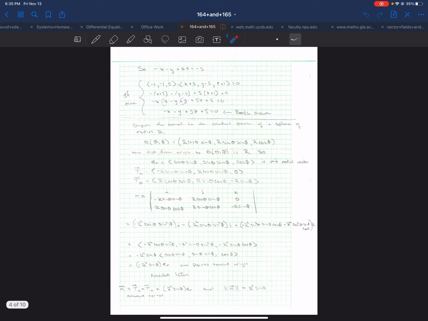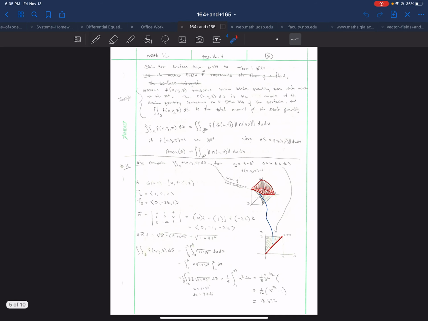So that right here, or more specifically this, is the normal vector for any sphere of radius r. Anytime you need that, you've got it now. We did it once, it's done. Okay, then over here, this is the explanation for a surface integral. What I want to show you more than anything is this.